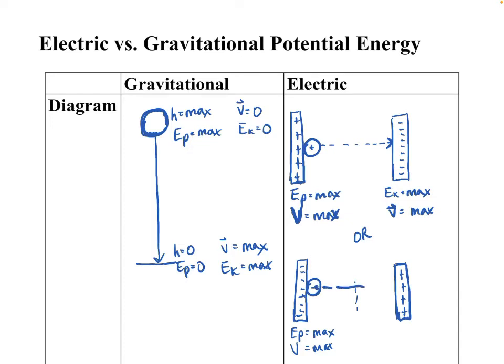And of course, once we fully get over to this side, that's when you have your maximum kinetic energy. All the potential has been converted to kinetic, and all your voltage has been converted into velocity. Okay? And so that's what potential energy looks like for charged particles.